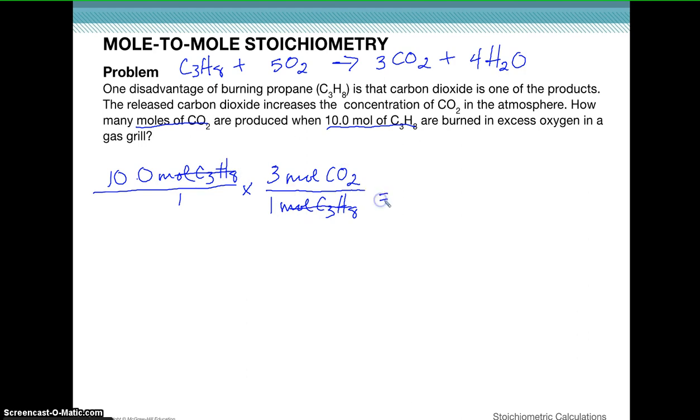And now, when we multiply, we get 30.0 moles of CO2. Okay, so that's going to be your very basic problem where you're just going from moles to moles with your molar ratio from your balanced equation. Okay, so now let's look at another one where we put some gram calculations in there.